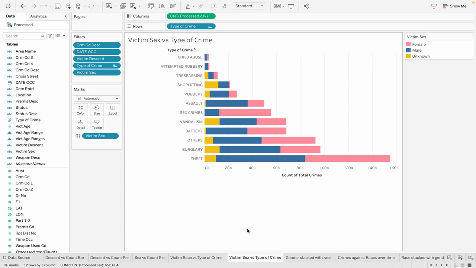Similarly, for sex, it again follows a pattern very similar to that seen in the pie chart, again with certain exceptions, such as a majority of the victims of assault being male, and a majority of the victims of sex-related crimes being female.